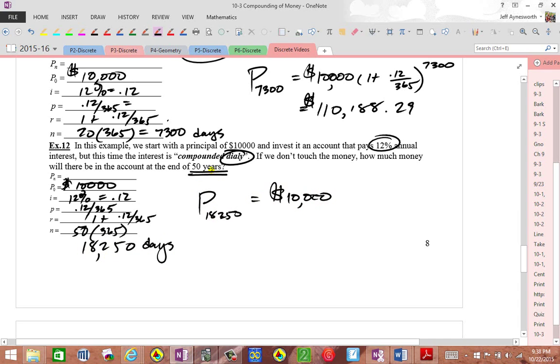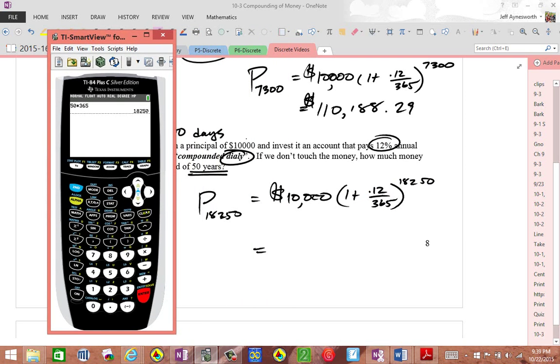This is the retirement example again. You're about 17 or 18 years old. 50 years from now, you're probably going to retire. If you invest 10 grand at 12% and you compound it daily, this is what you're going to have when you retire if you don't add to it and if you don't touch it. So 1 plus 0.12 divided by 365 raised to the 18,250 power.